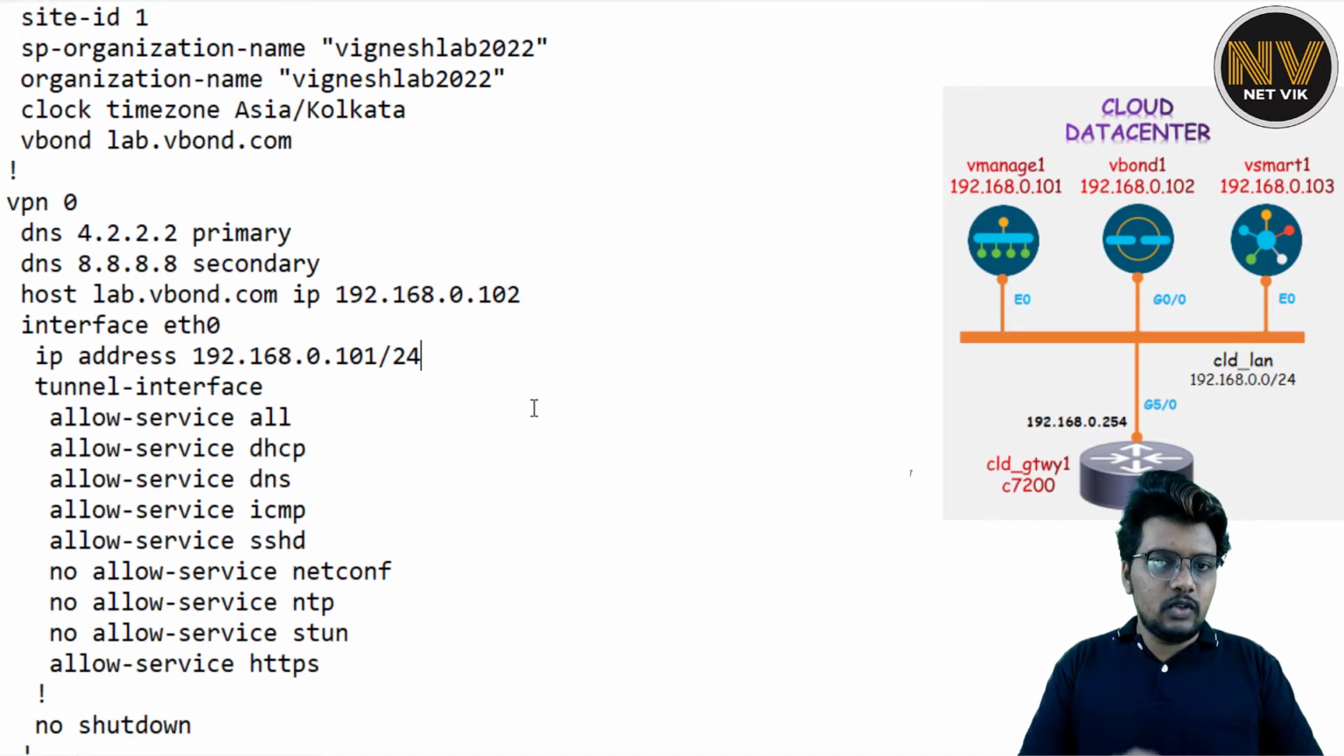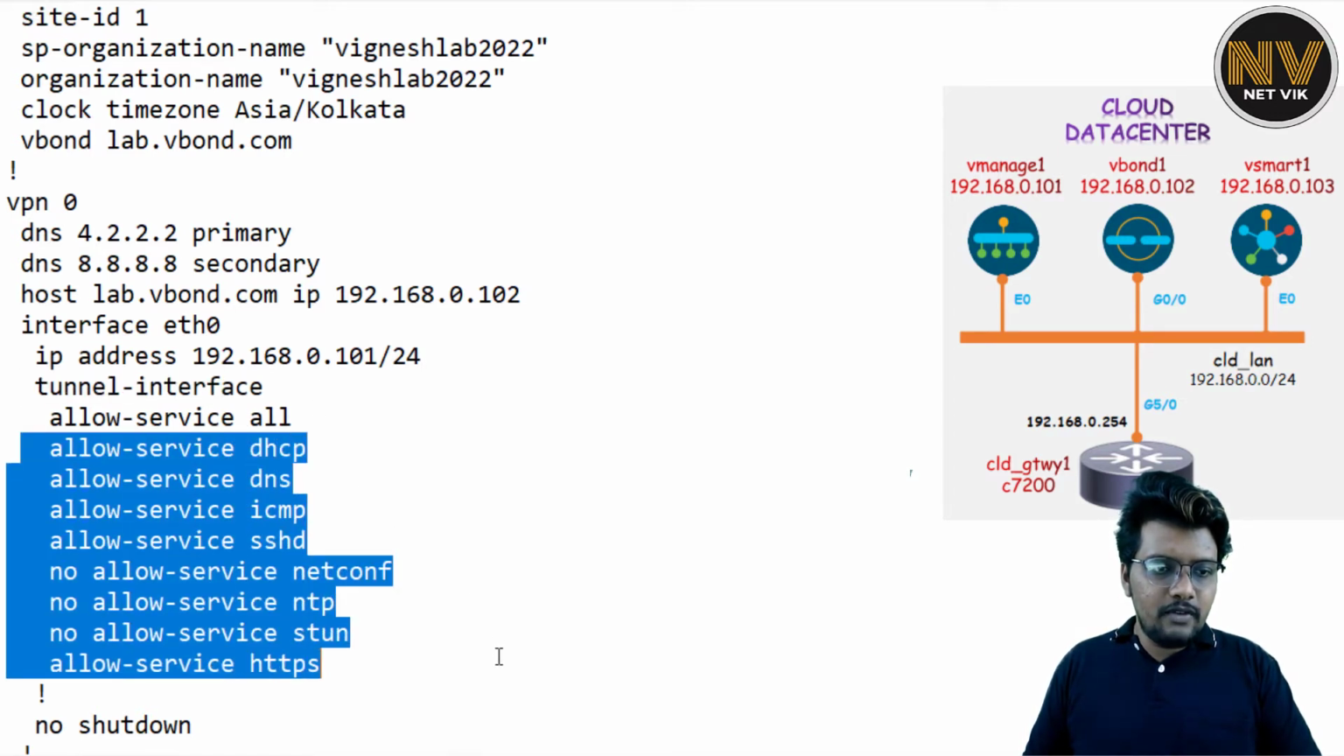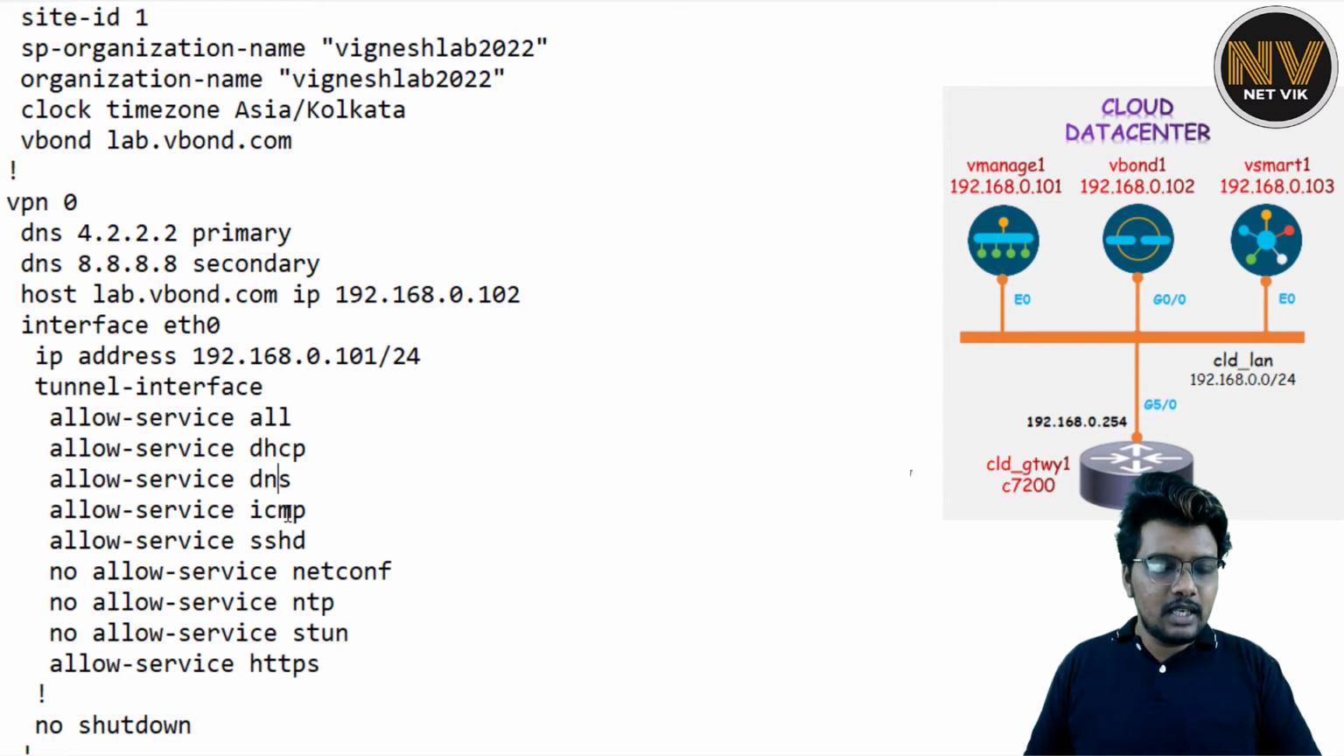If you need reference for this IP, you can look at the diagram document which I have provided to you. And then followed by that, under the tunnel interface, these are all the default settings which will be there. Okay, so DHCP, DNS, will be, I think, ICMP as well. Okay, let's check this together.